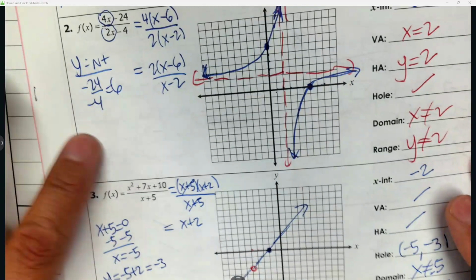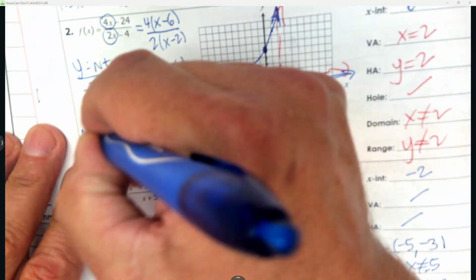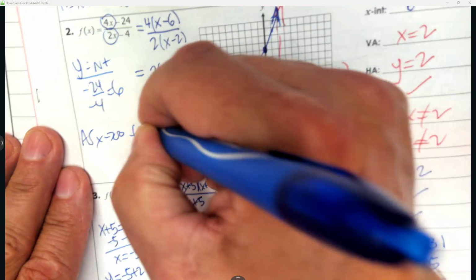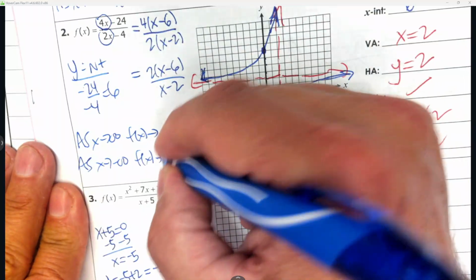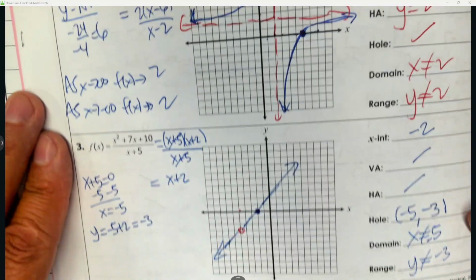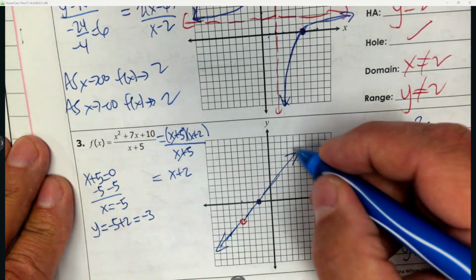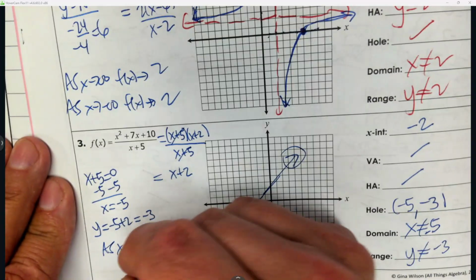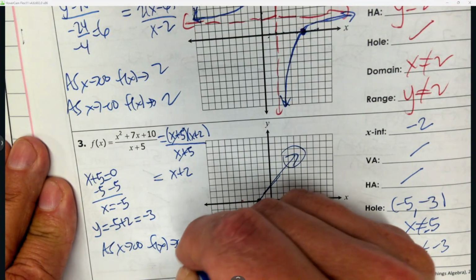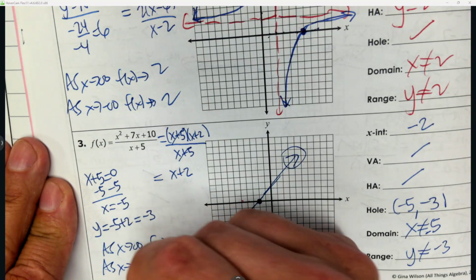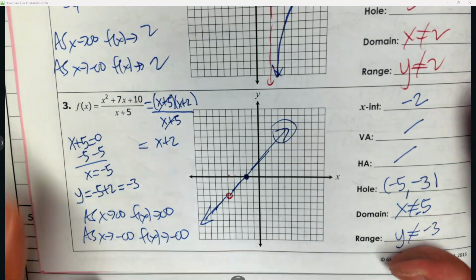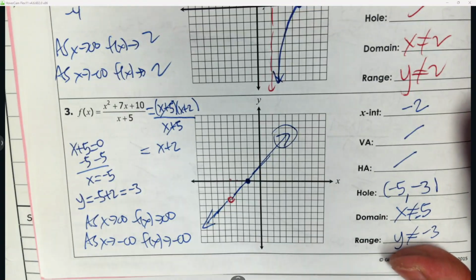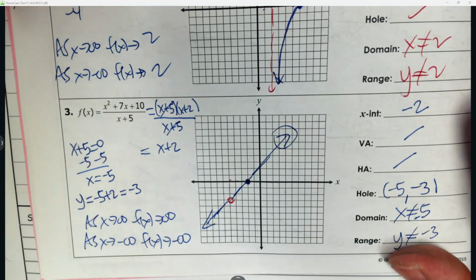Oh, you know what I forgot? In number 2, the end behavior, right? So the right end and the left end both go to the same number. So for number 2, it's the horizontal asymptote, which is 2. For this one, the right end goes up, and the left end goes down. So when you don't have a horizontal asymptote, then the ends either go up or down forever. All right, let's look at number 4.